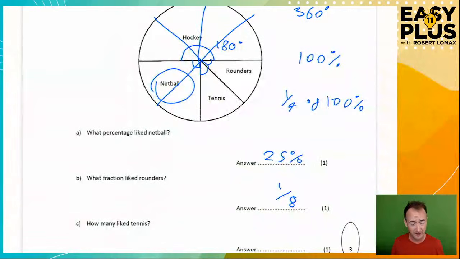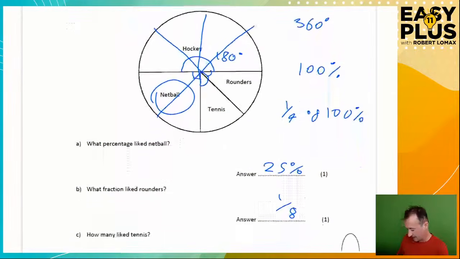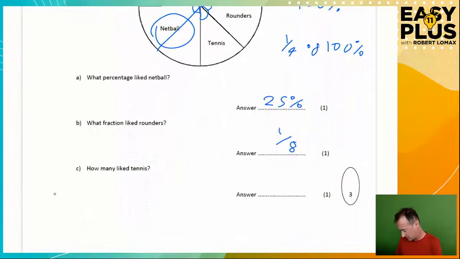How many liked tennis? Okay, not how many degrees, how many children. So let's go back into this. How many of these children like tennis? So 1/8 of the children like tennis. We've already worked that out. It's the same as for rounders. And there are 120 children all in all. Okay? So we've got 120 children and 1/8 of them like tennis. 1/8 of 120.